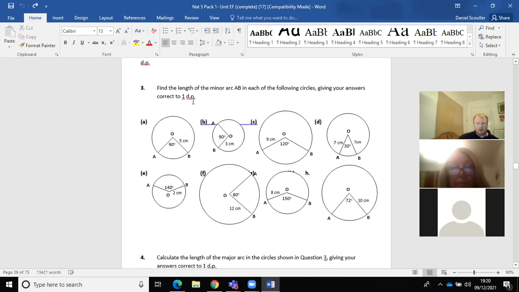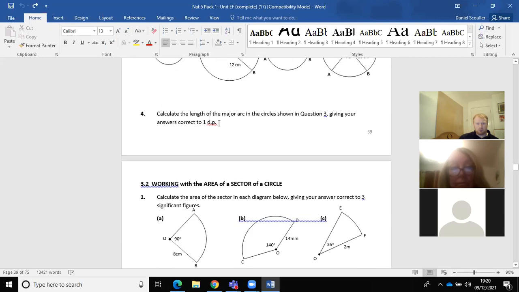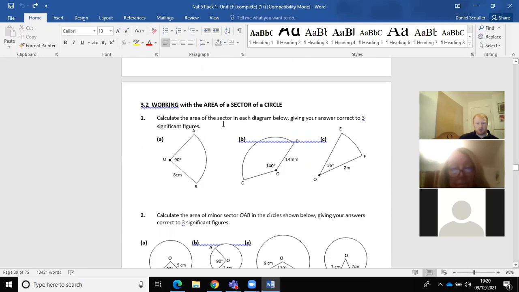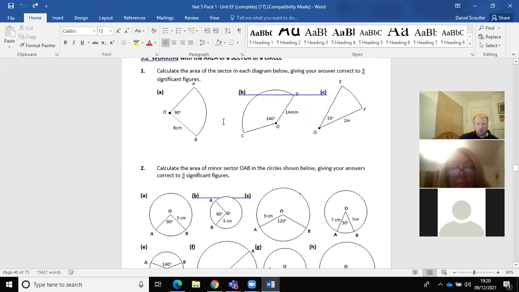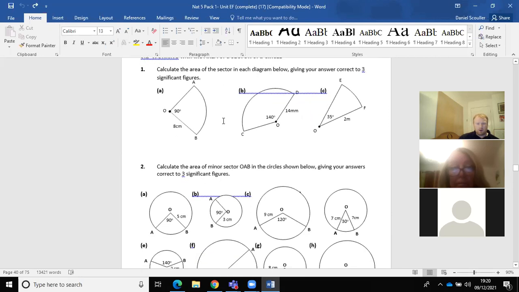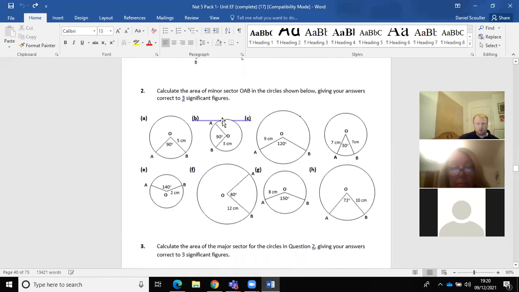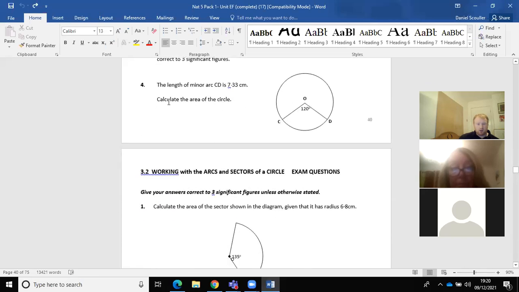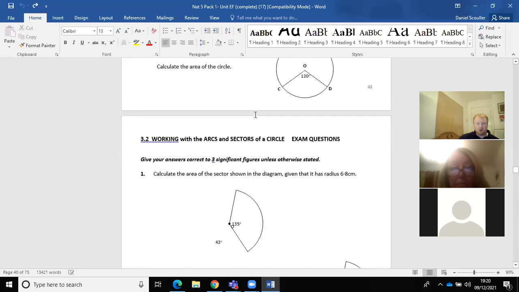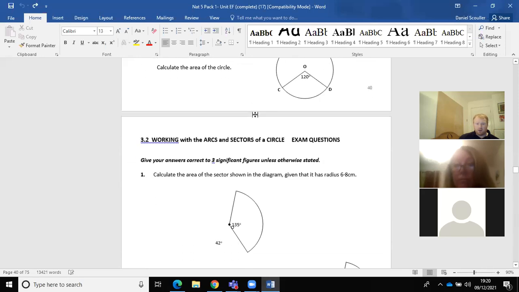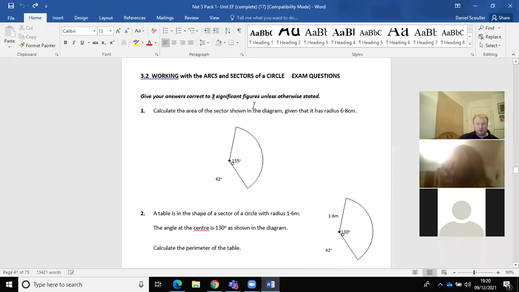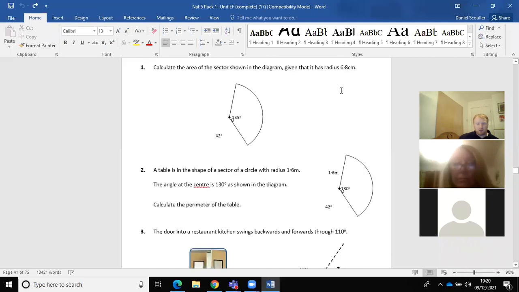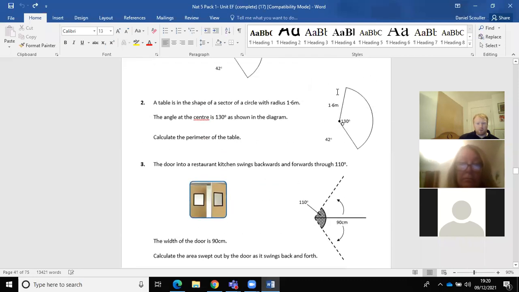Find the length of the minor. Find the length of the major. Okay, so I see both of them. What's this saying? Calculate the sector. So that's just additional questions on that. Calculate the area of the circle. Okay, so on 39 and 40, there's nothing that you shouldn't be able to do. We move into exam questions on page 41.